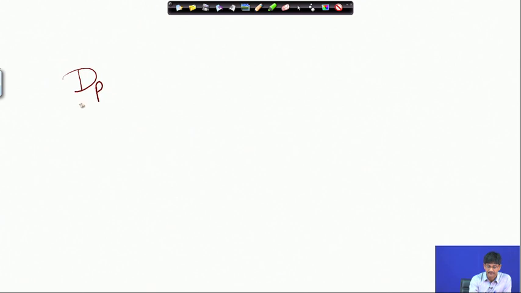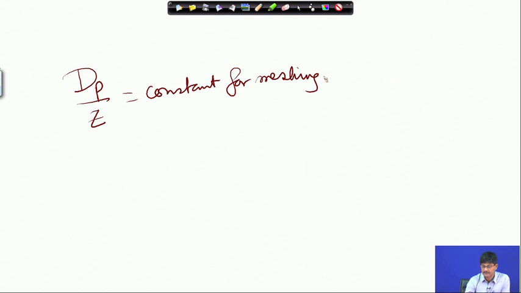d by z is constant for meshing gears, and it is given a name called module. So, if you go to the market and say that I want a gear of 32 teeth, the question that the shopkeeper will ask you is, what is your module?